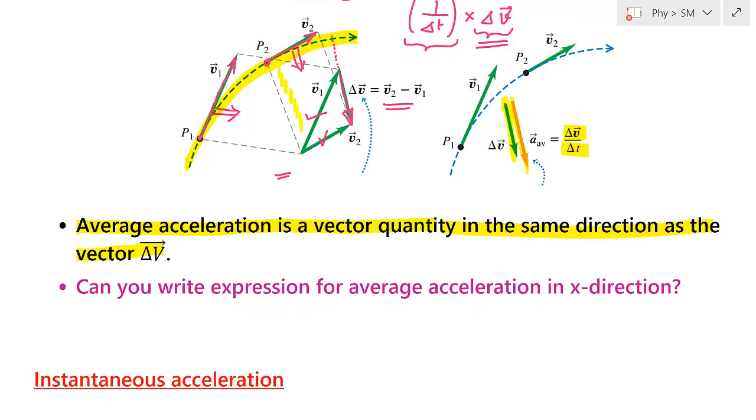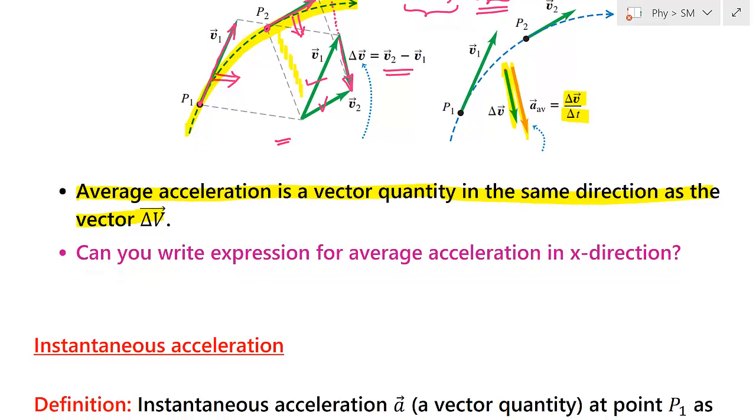Now we have written the expression for average acceleration, a general average expression. Can you write the same thing only for the x direction? So you have to write the expression for average acceleration when the object is moving in the x direction, that is a straight line, only 1D motion. In that case, I can write the average acceleration in the x direction is equal to the change in velocity in the x direction divided by delta t.